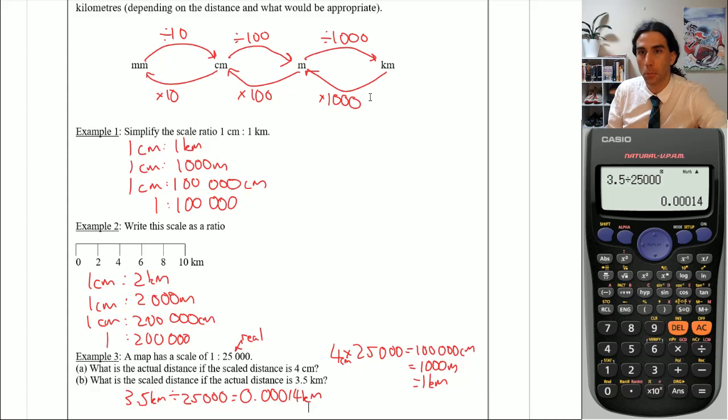So how do I get from kilometers to meters? Times by 1,000. So 0.14 meters. To get from meters to centimeters, times by another 100, 14 centimeters. So the scale distance is 14 centimeters. That'll give us 3.5 kilometers on the map.